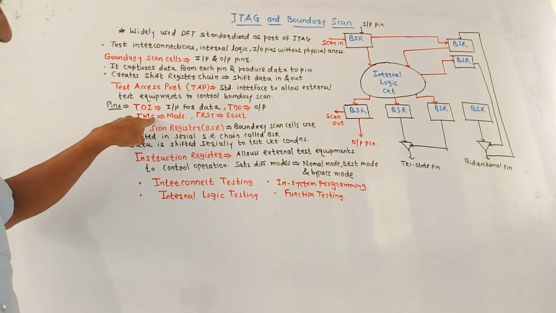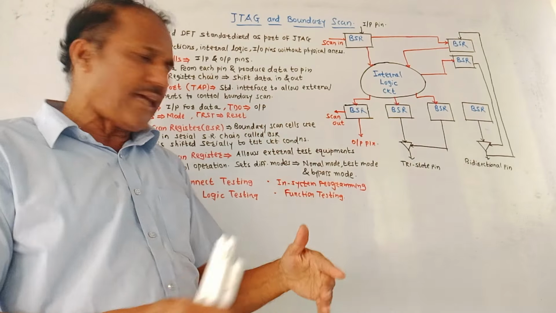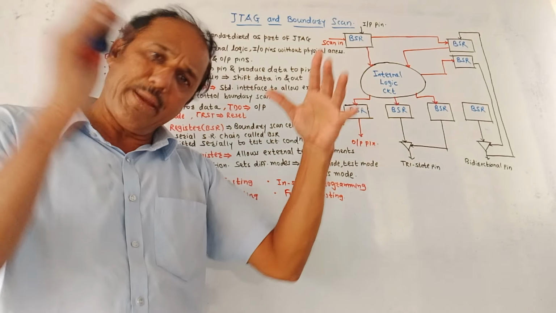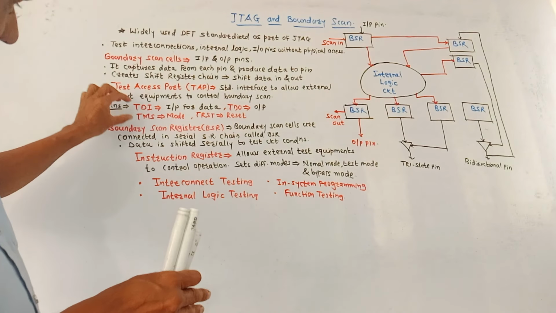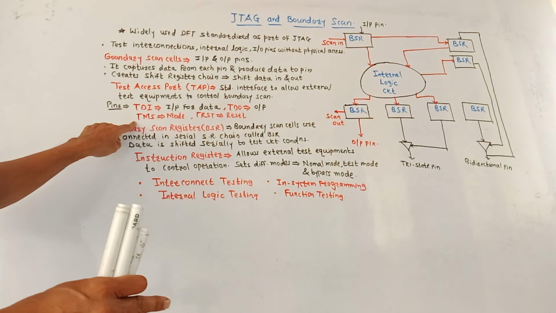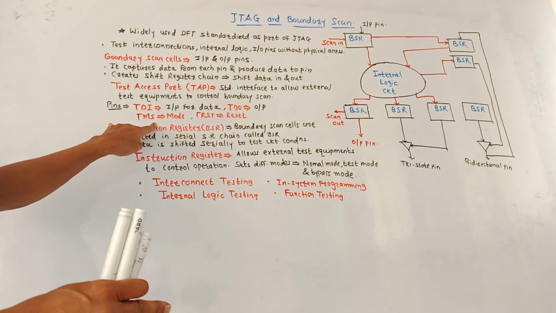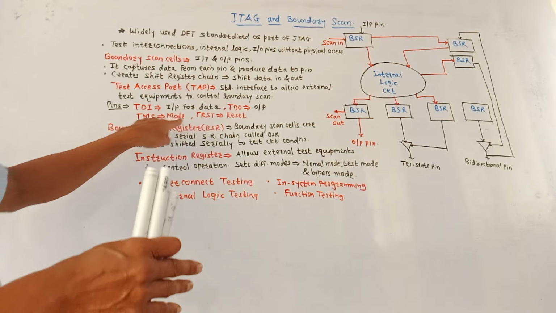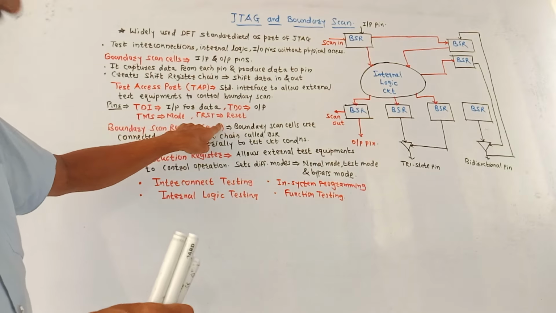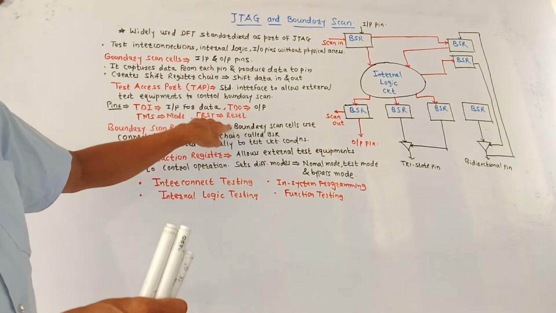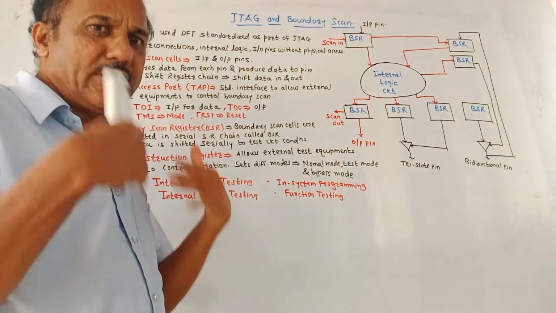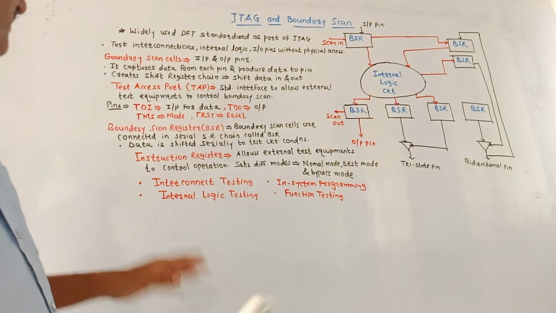Then TMS. There are different modes like normal mode, test mode, bypass mode. So this mode is controlled by making use of this pin, that is TMS, the test mode select pin. Then TRST, that is test reset. It resets the condition or it clears the scanning.